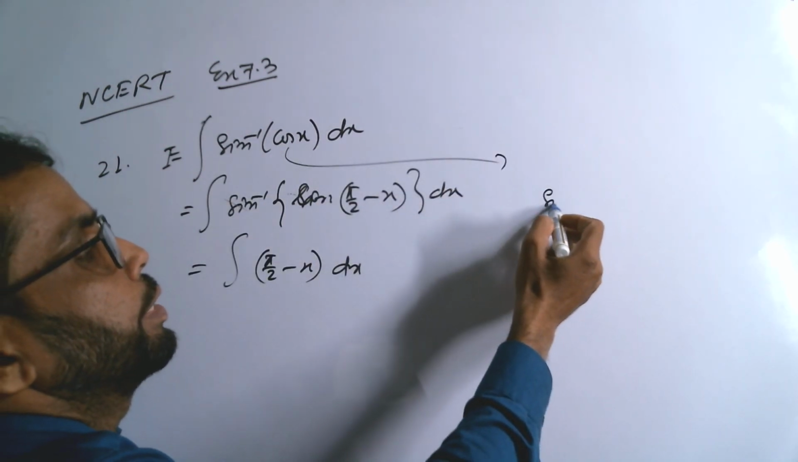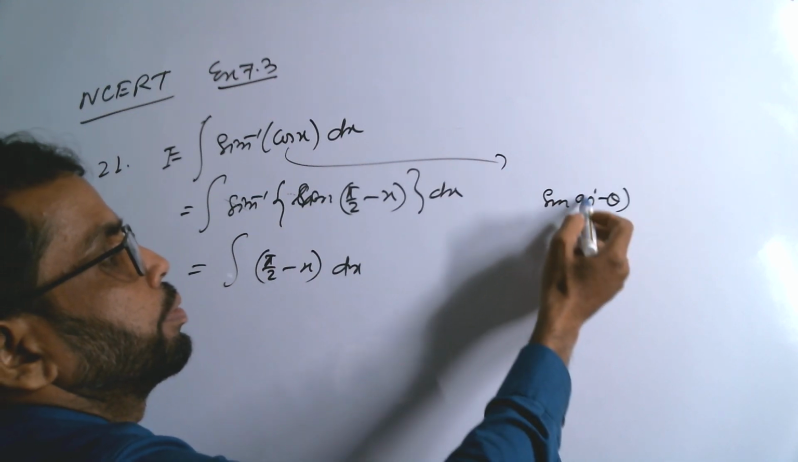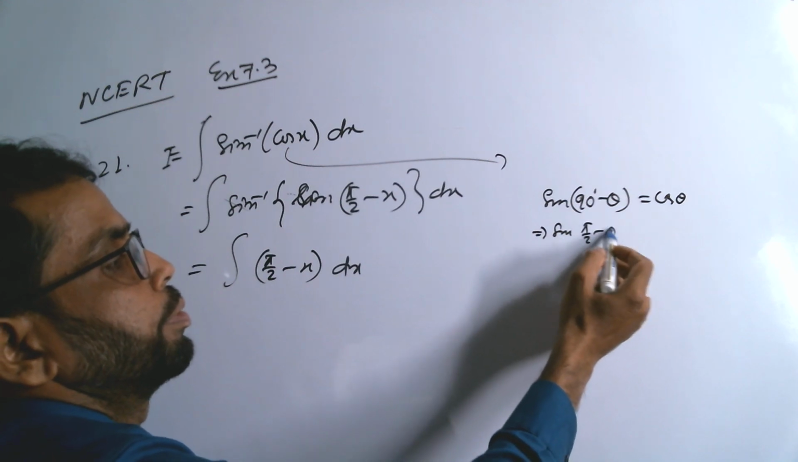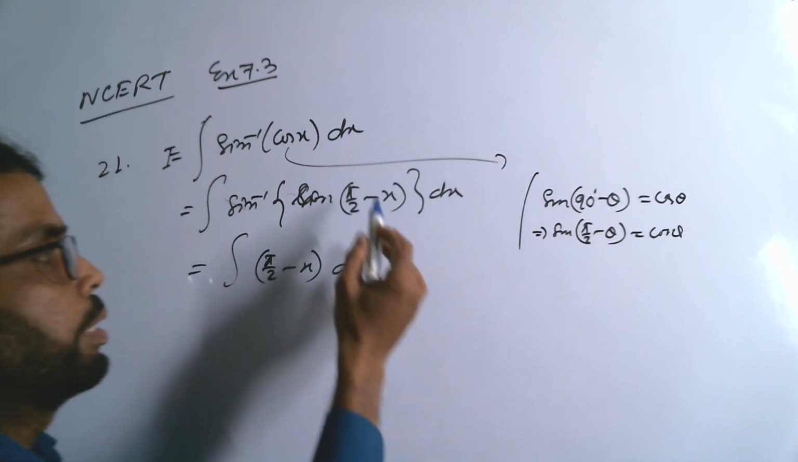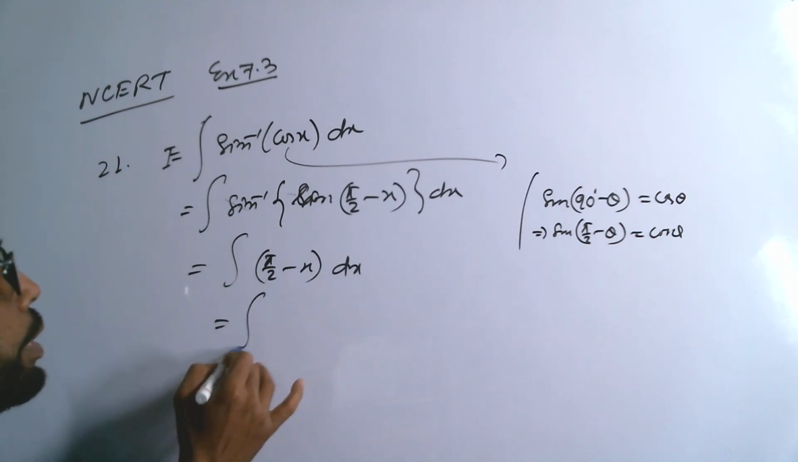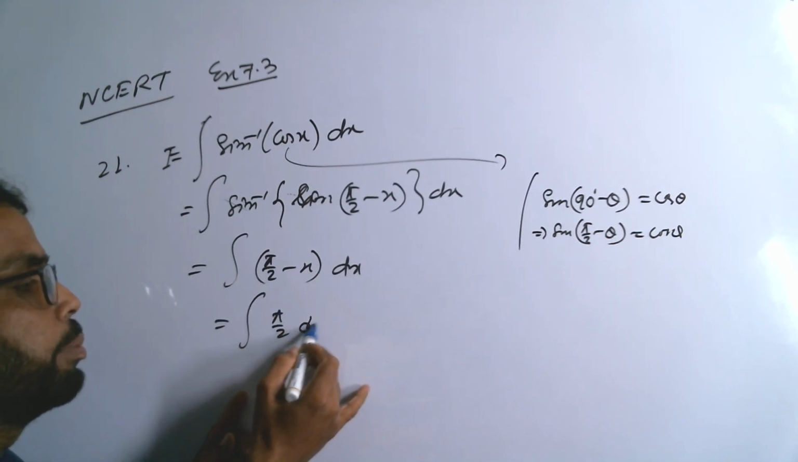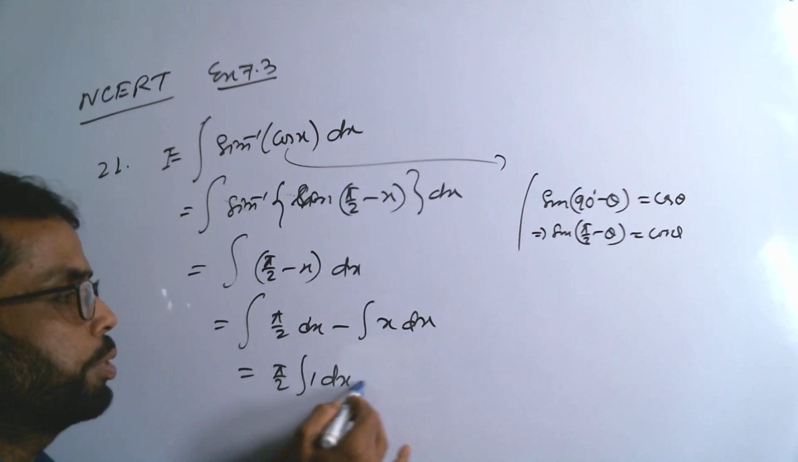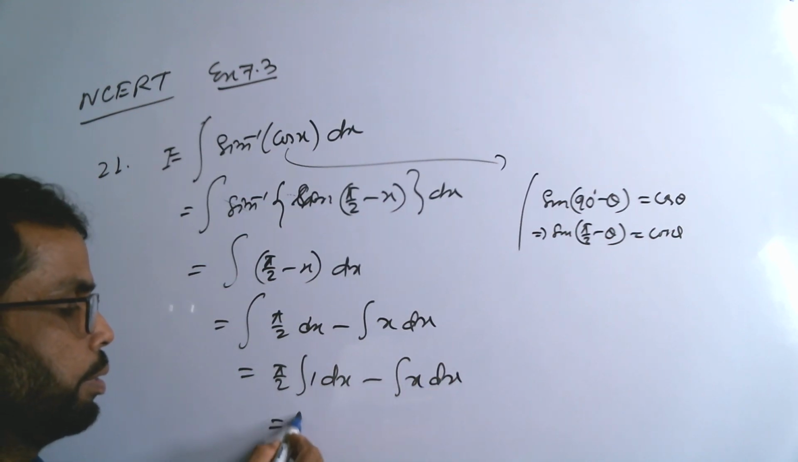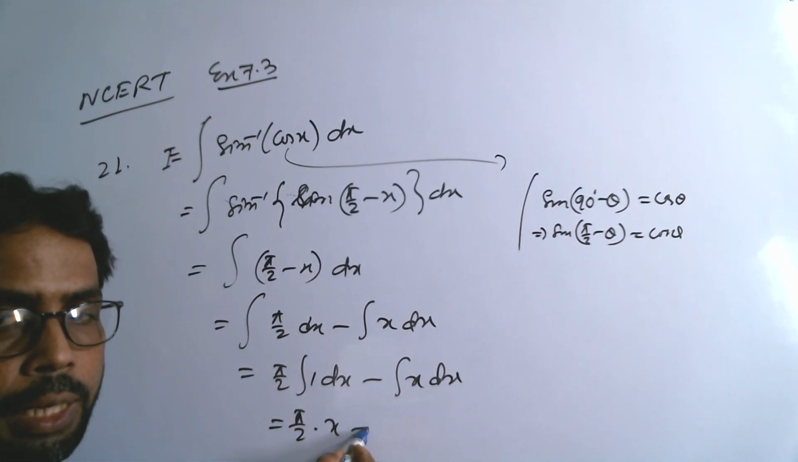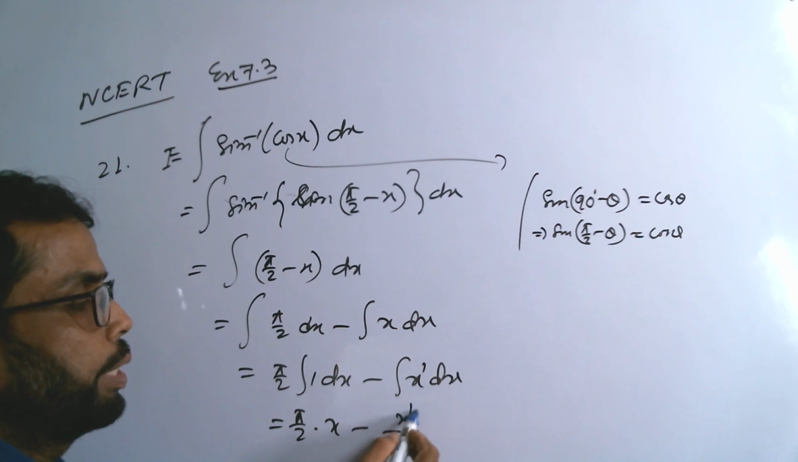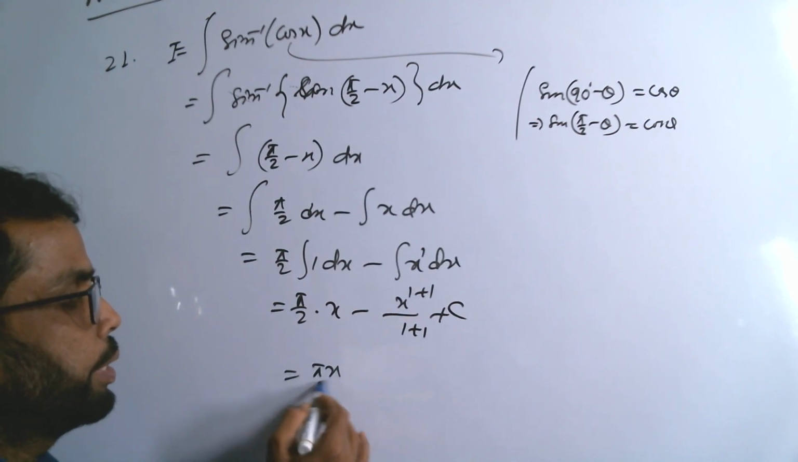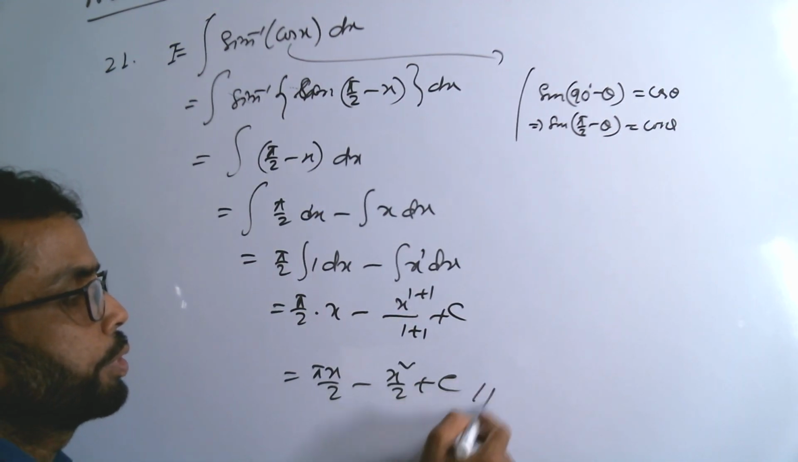Here we know sin 90 minus theta is equal to cos theta, where 90 is pi by 2, the multiple angle formula. Now sine inverse sine cancel, remaining this, and then we will separate the integrals: integral of pi by 2 dx minus integral of x dx. Here pi by 2 is taken out because it is a constant. Integration of 1 dx is x, and for x power n, the integral is x power n plus 1 by n plus 1, the formula of integration. Then this is pi x by 2 minus x square by 2 plus constant.